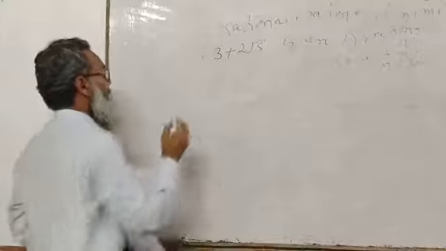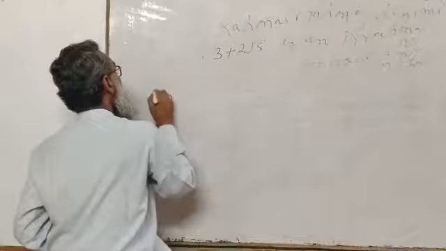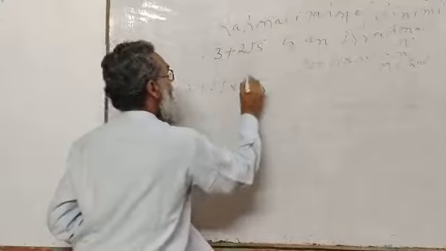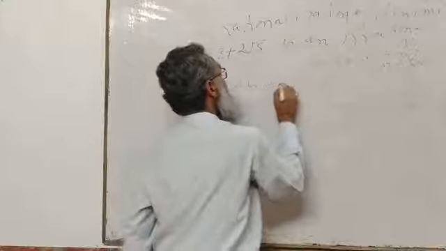Suppose, let 3 plus 2 root 5 be a rational number.